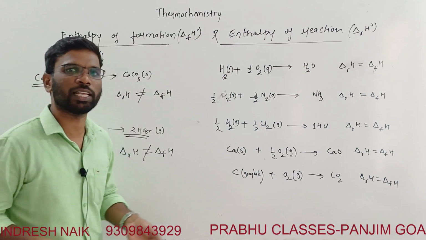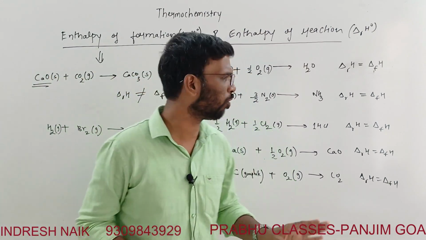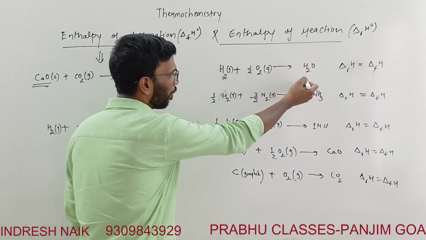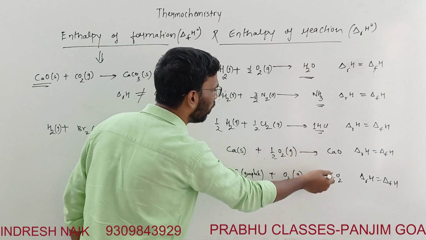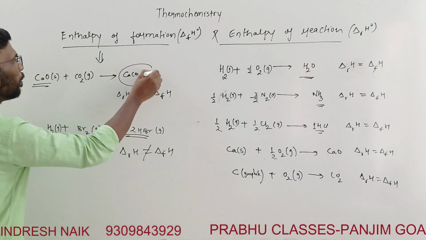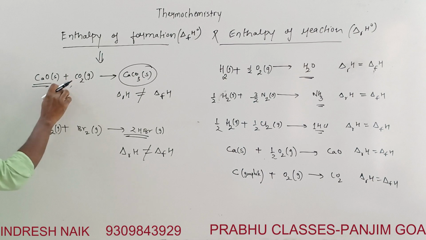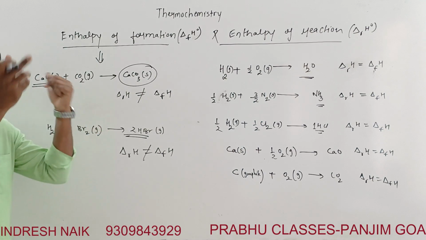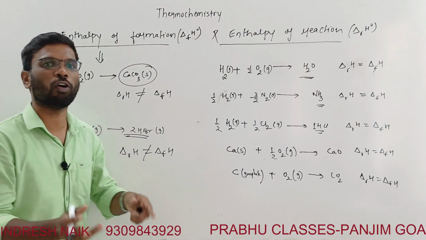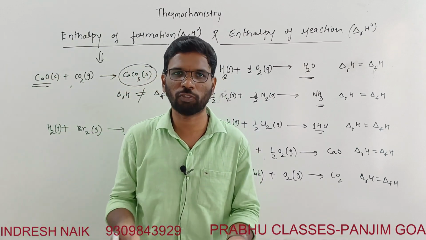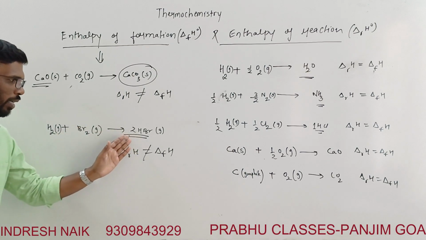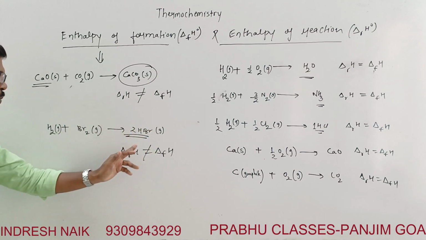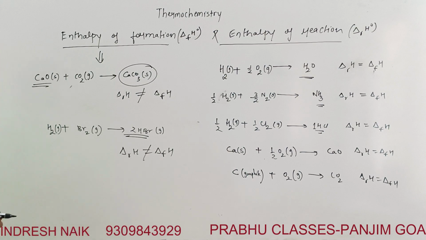So for which reaction will the enthalpy of the reaction be equal to enthalpy of formation? When the product is formed from the constituent elements, and how much product? 1 mole should be formed. Here you see that 1 mole is formed, but it is not from the constituent elements. Calcium oxide is formed from some other compound. Carbon dioxide is formed from some other compound, right? By the reaction of carbon and oxygen. Here this is formed with the calcium and oxygen. So here also, since it is 2 moles and not 1 mole, that's why enthalpy of reaction is not equal to enthalpy of formation.